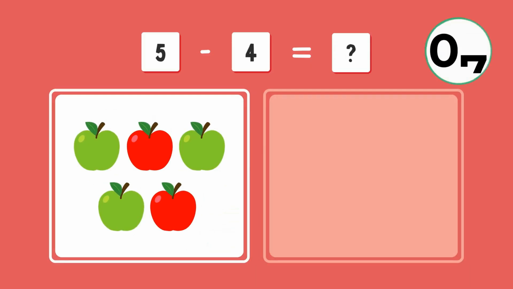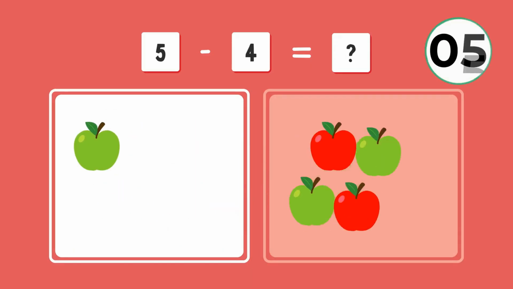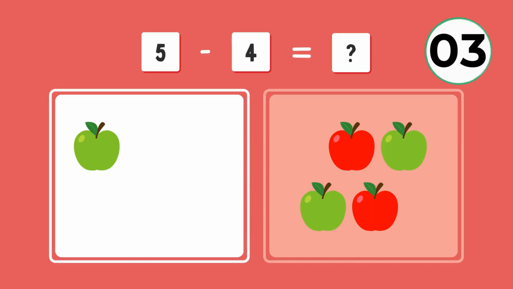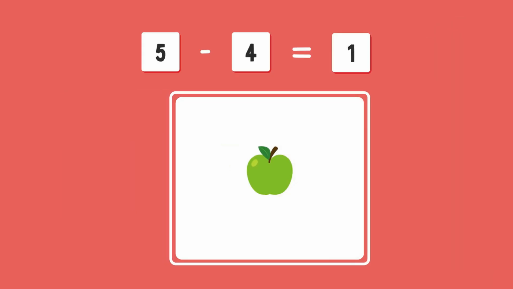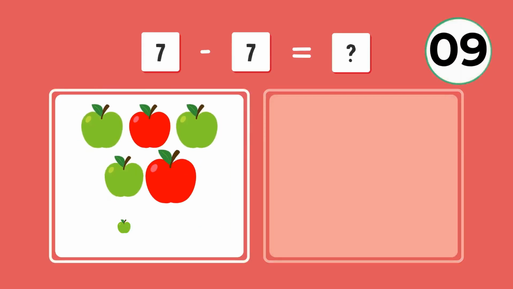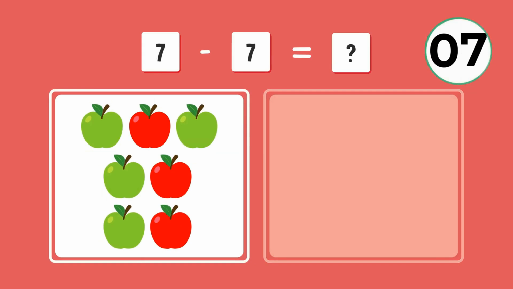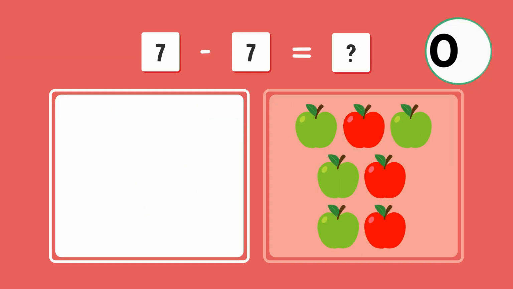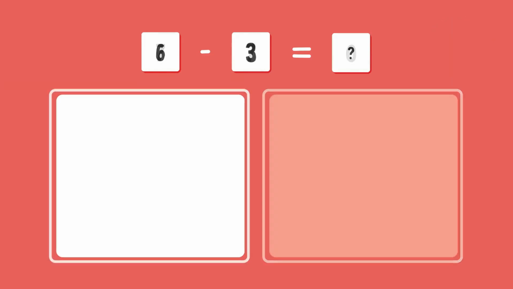What is 5 minus 4? 6, 5, 4, 3, 2, 1. The answer is 1. What is 7 minus 7? 9, 8, 5, 4, 3, 2, 1. 7 minus 7 equals 0.